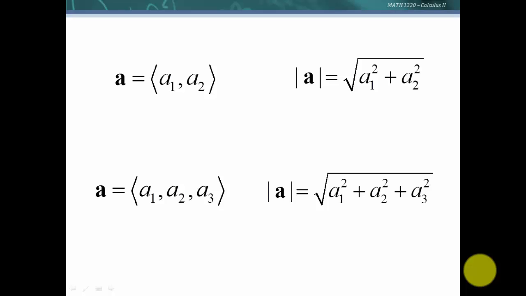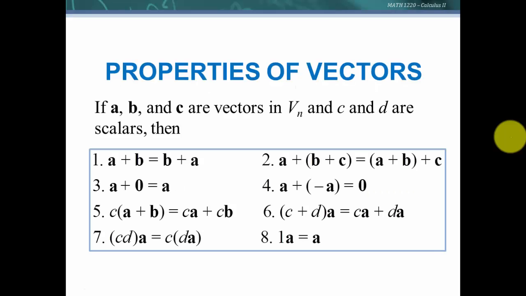And if we have it in component form, since the second point is the origin, it's a1 minus 0 squared essentially, so we don't need to put that. So plus a2 squared plus a sub 3 squared, square rooted. So properties of vectors: if we have these vectors and we have C and D that are scalars, these properties are true about them, and they're fairly easy to see.